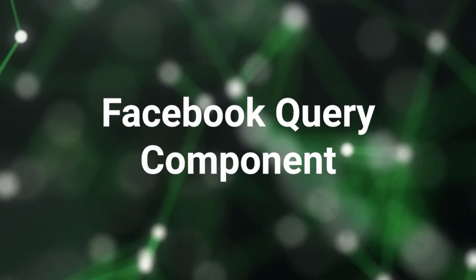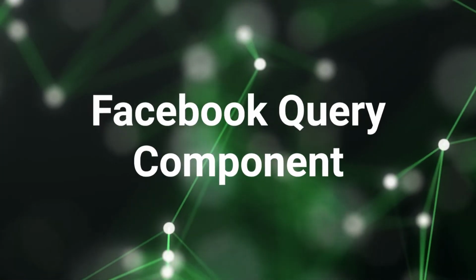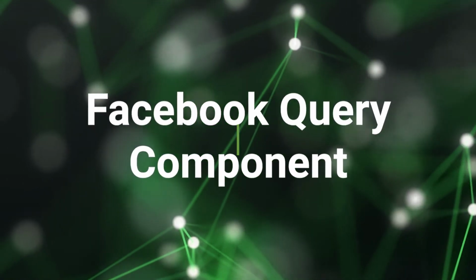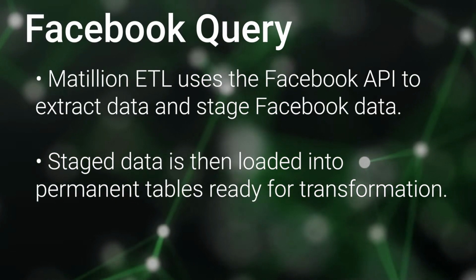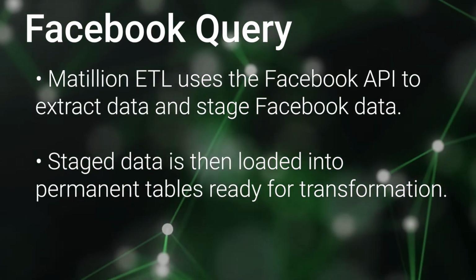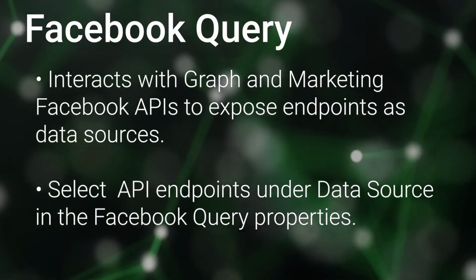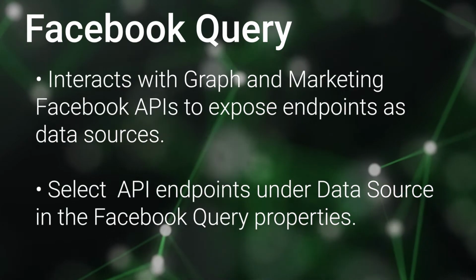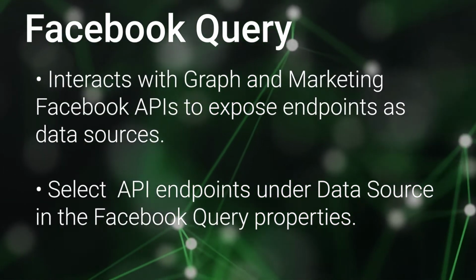The Facebook query component in Matillion ETL uses the Facebook API to extract data and stage that data in a staging area. This staged data is then loaded into permanent tables and can be used for further enrichment and management of the data. The Facebook query component interacts with Graph and Marketing Facebook APIs to expose endpoints as data sources, which can then be selected in the component's properties.